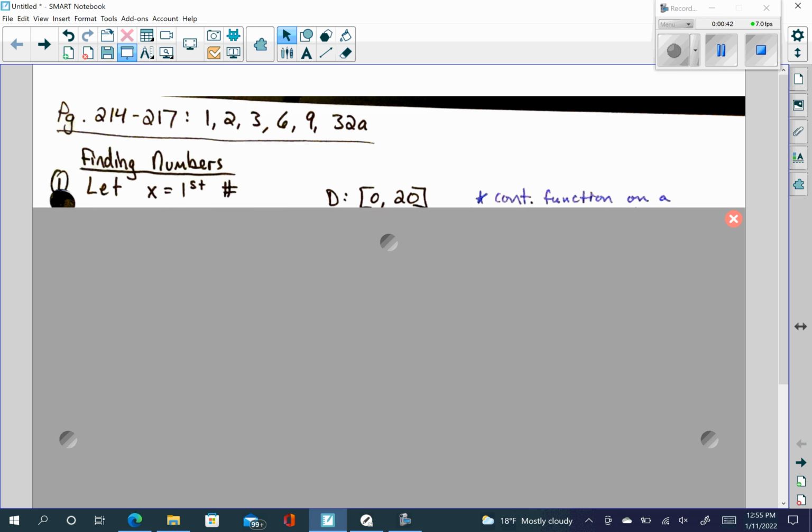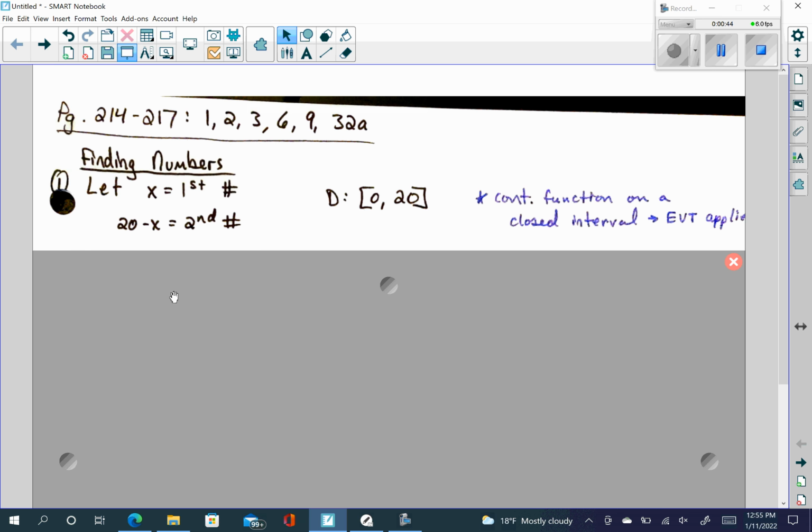So for part A, just as we set up for the in-class example, we're going to let x be the first number and then 20 minus x be the second number. And since these are two non-negative numbers whose sum is 20, we're staying between 0 and 20. So just to point out, anytime we see this, we have a continuous function on a closed interval, the extreme value theorem applies. So you don't necessarily have to show the number line for the first derivative and then do the sign chart for it. You could just make a table of values. Anytime you have a continuous function on a closed interval, we could just make a table of values.